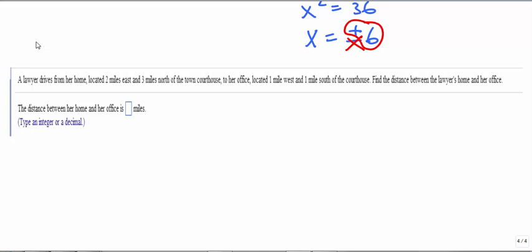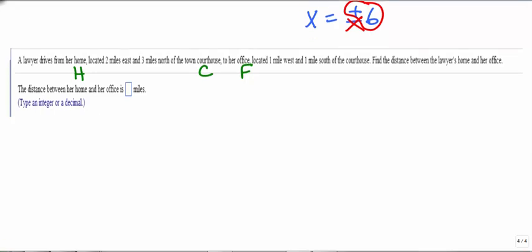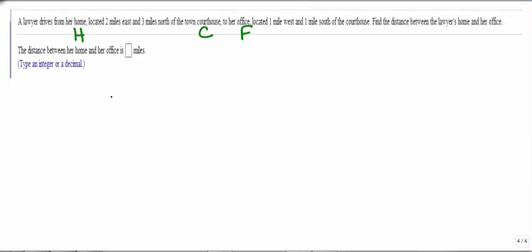Well, it sounds like to me that this town courthouse is kind of the important middle point. So let's use C to represent courthouse. Let's go ahead and use F to represent office, and then H to represent home. I don't want to use O for office because it might look like a 0 in the problem. I don't want to get confused. So I'm going to put this on a Cartesian coordinate system. So here's the courthouse in the middle. This is our origin. This is the courthouse.